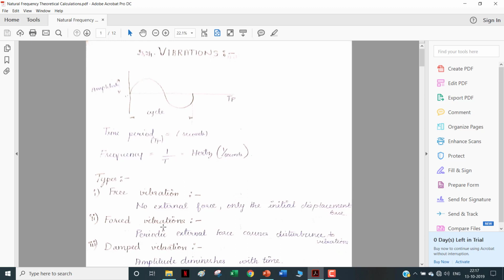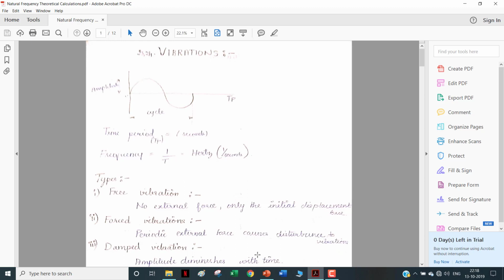And finally, a damped vibration is where the amplitude diminishes with time. Like in the case of a swing, when you initially give it a push and you come away, it will not keep on swinging forever, because the air surrounding it will create friction, and that air resistance is called damping, which will stop the swing at a particular point.